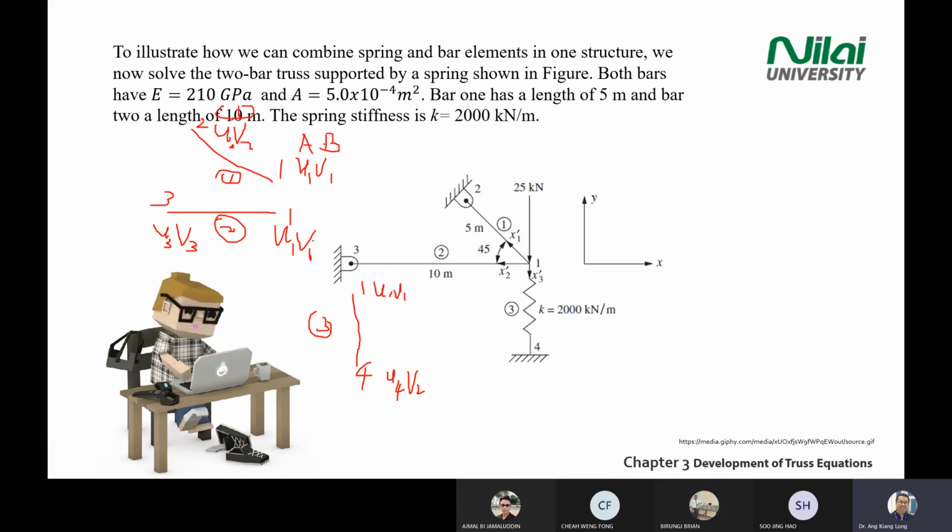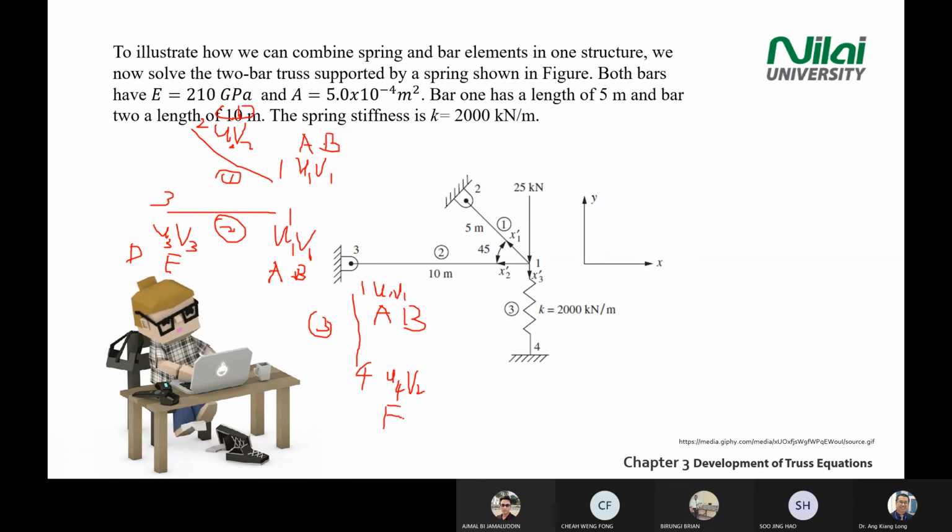Element 2, you have U1, V1, U3, V3. So U1, V1, you have A, B. 3 is a different one. You have D and E. Element 3, you have U1, V1, you have A, B. Element 4, you have F and G. So how many unknowns do you need to solve?